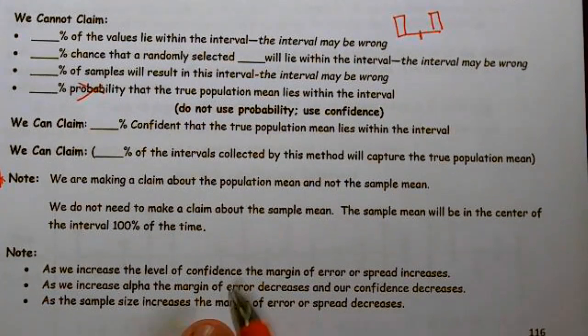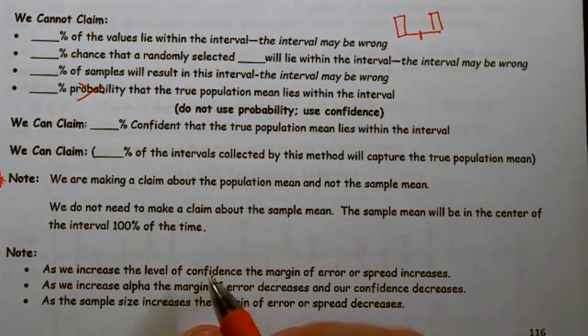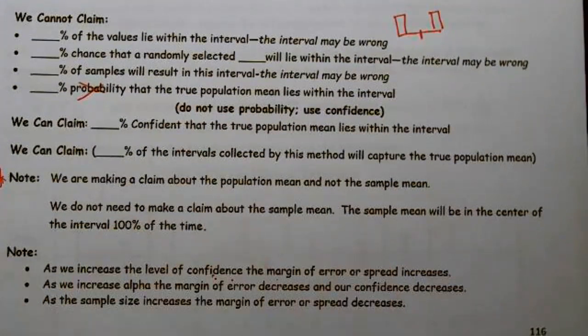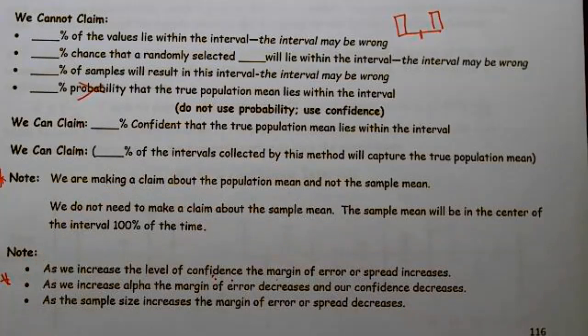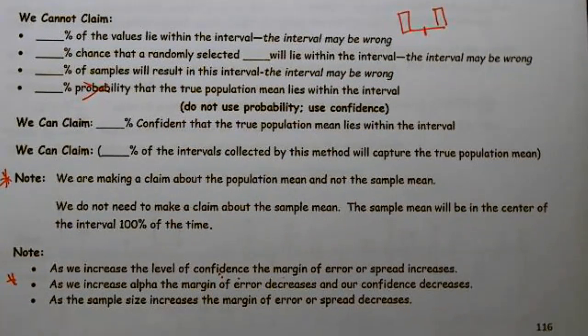Also, as we increase the level of confidence, if I go from 90% to 95 to 99%, the margin of error will increase, which means the interval gets wider. This is also really important. As we increase alpha, the margin of error decreases and our confidence decreases.